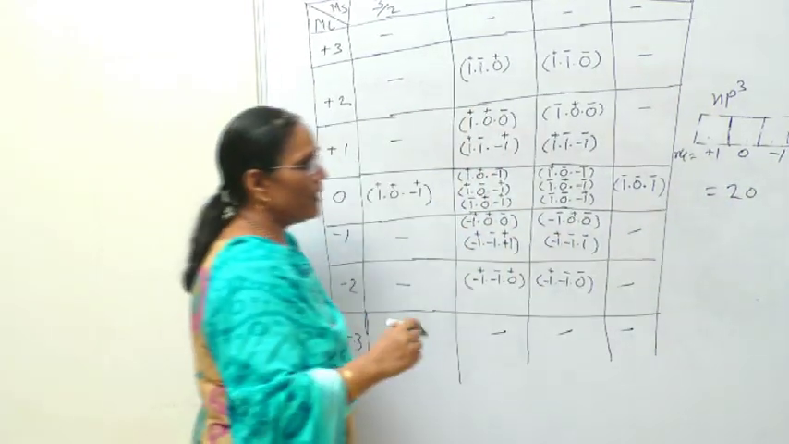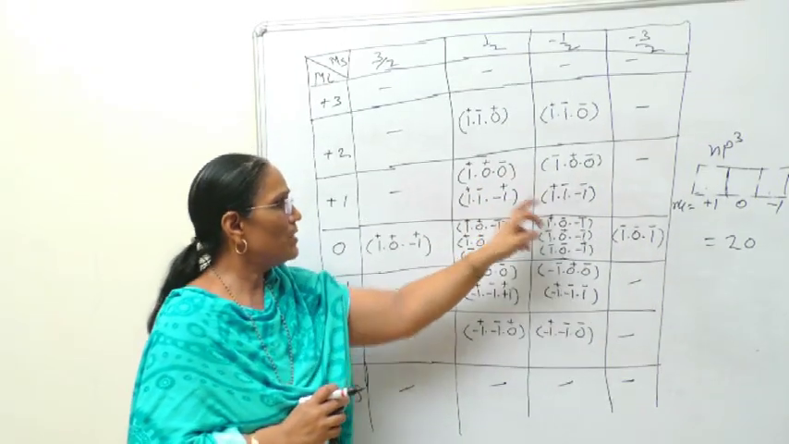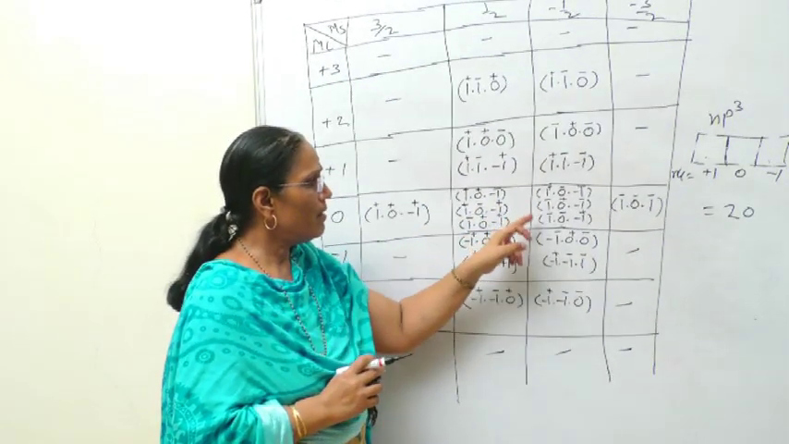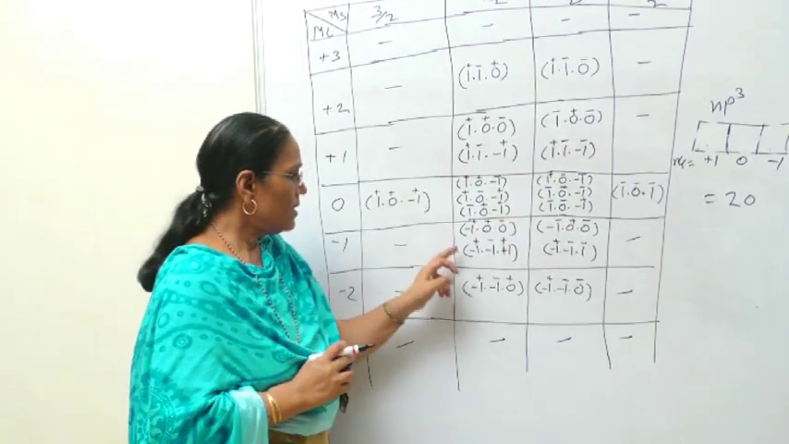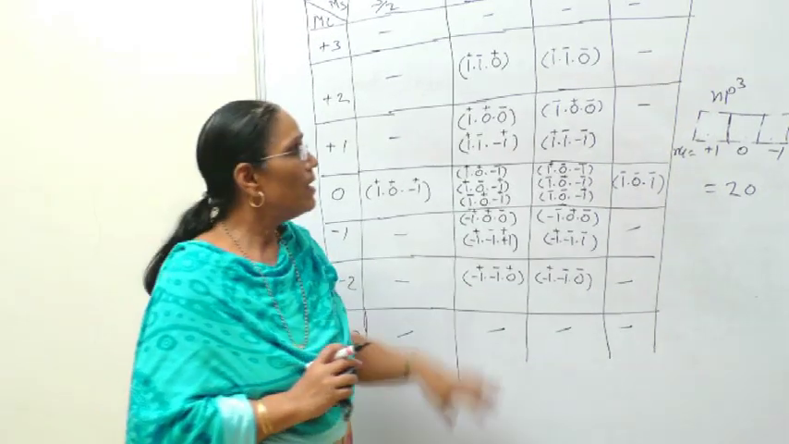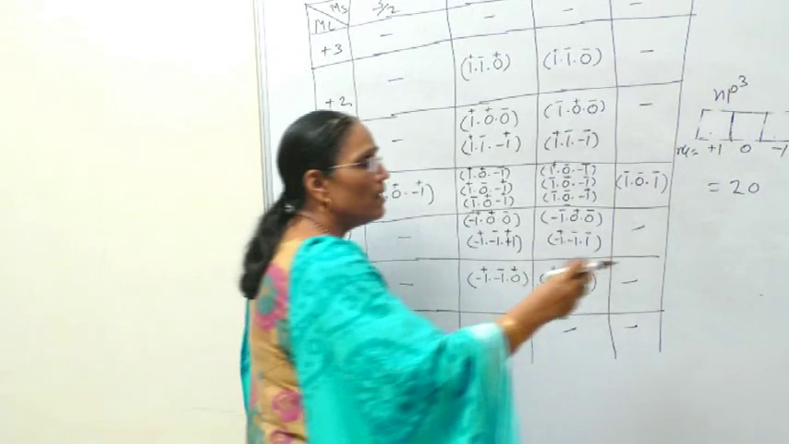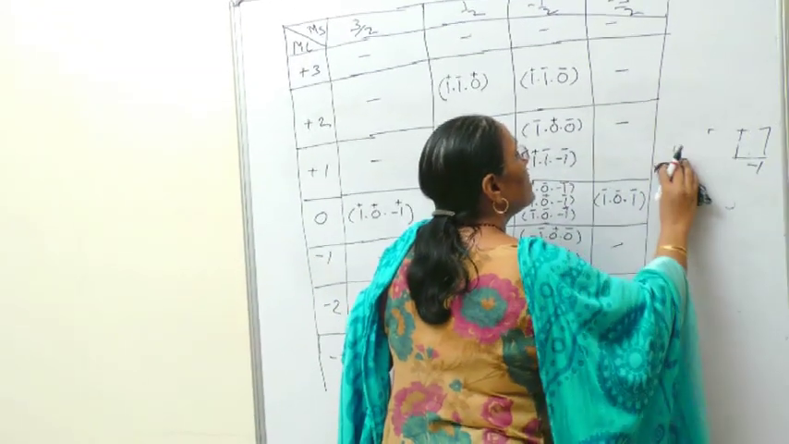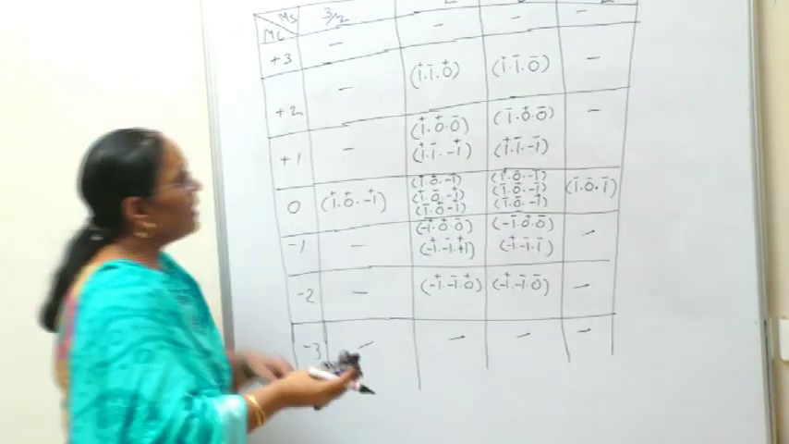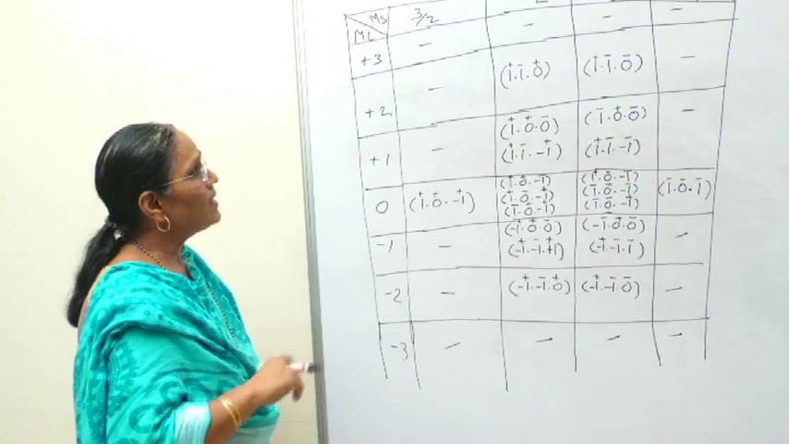So we can count here for 20, that is 1, 2, 3, 4, 5, 6, 7, 8, 9, 10, 11, 12, 13, 14, 15, 16, 17, 18, 19 and 20. So in this way, 20 microstates can be determined by using total MS and total ML values. Now we have to assign these microstates to the corresponding Russell-Saunders terms.